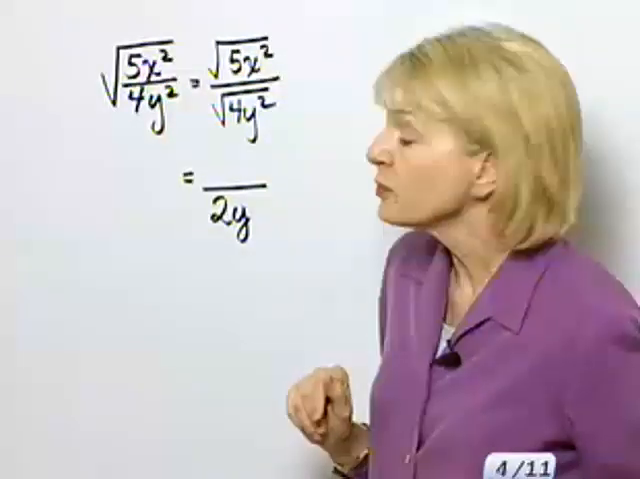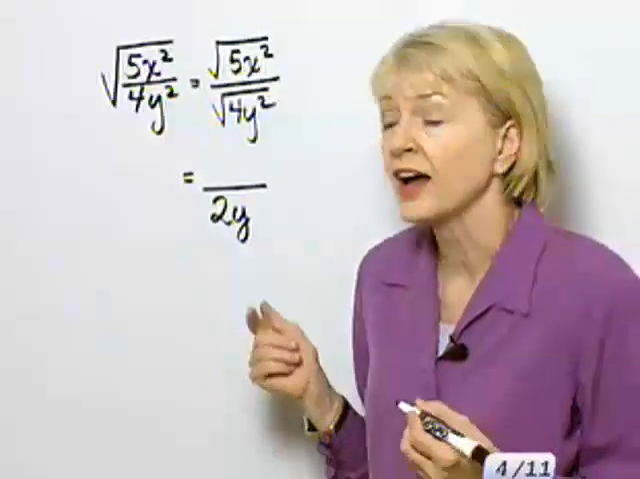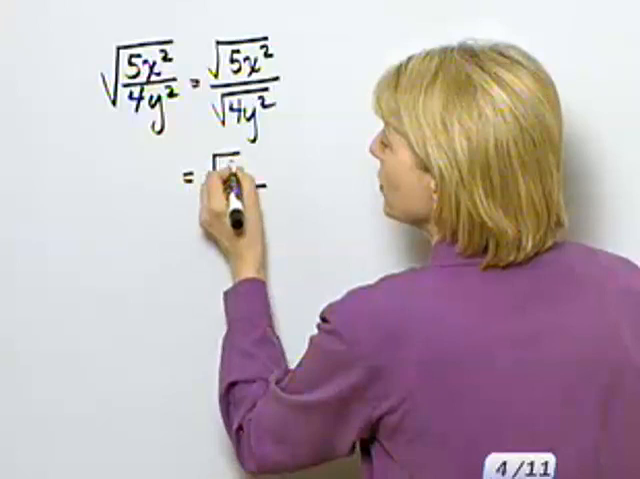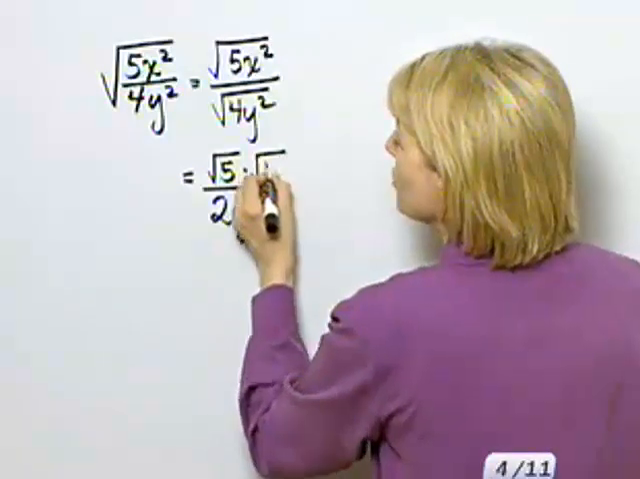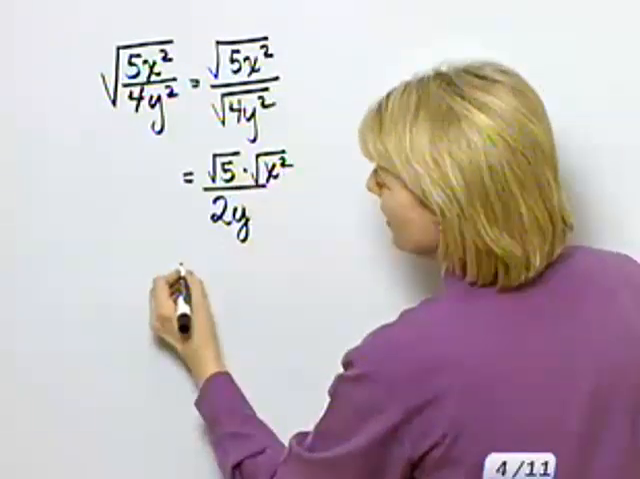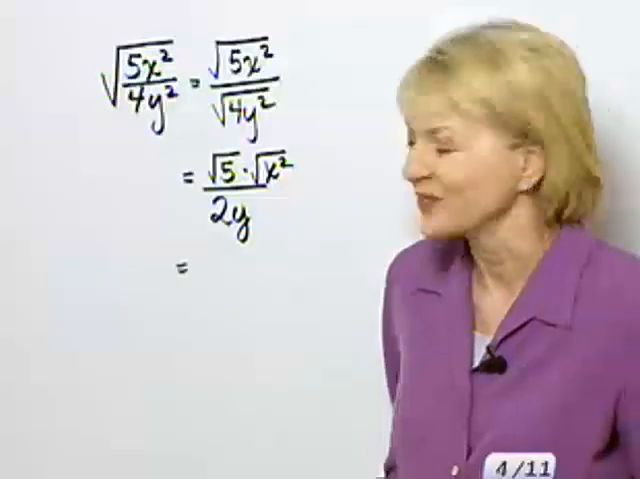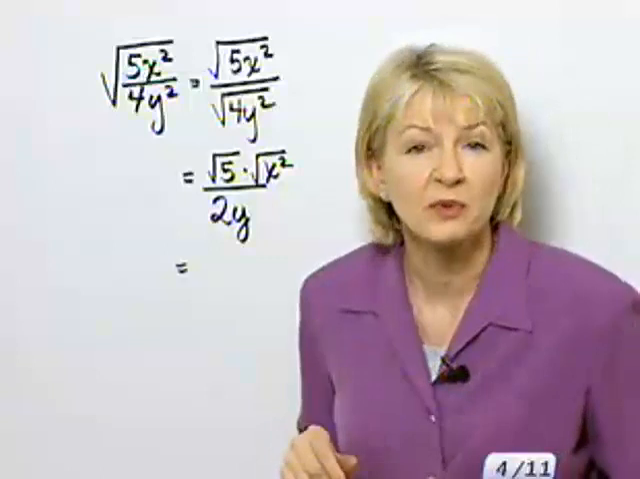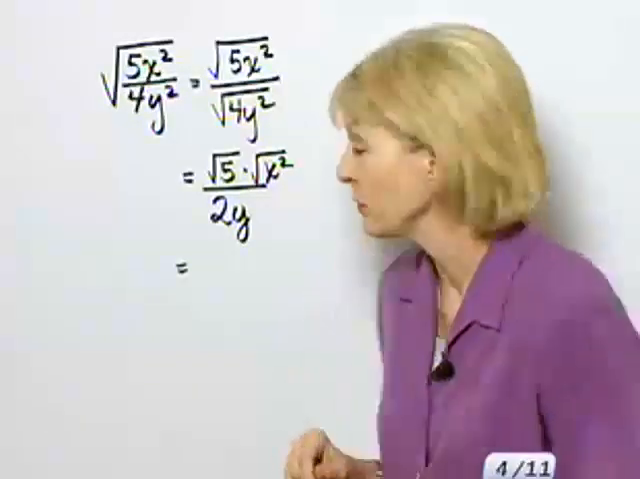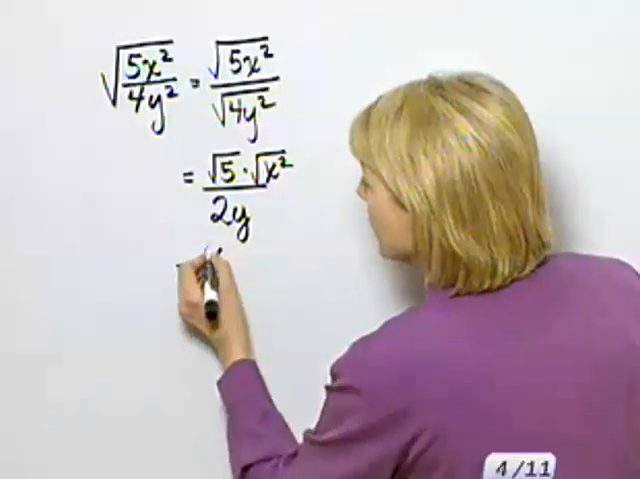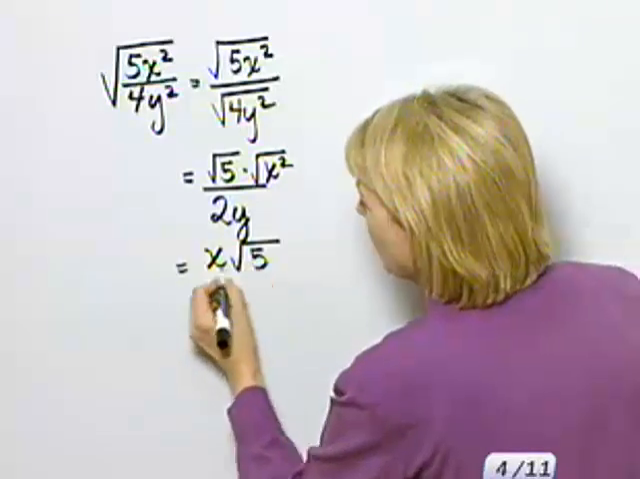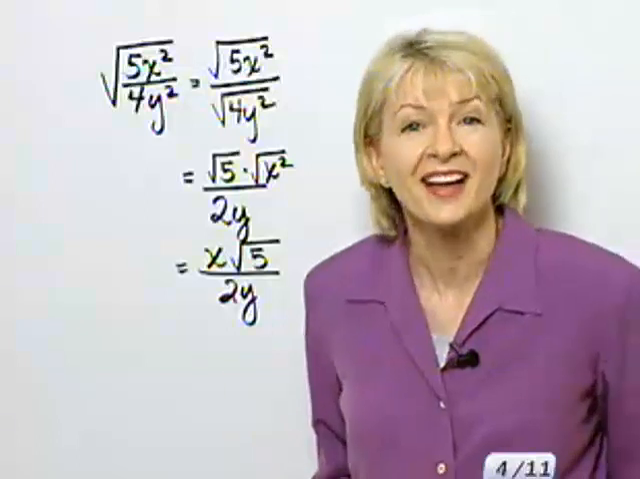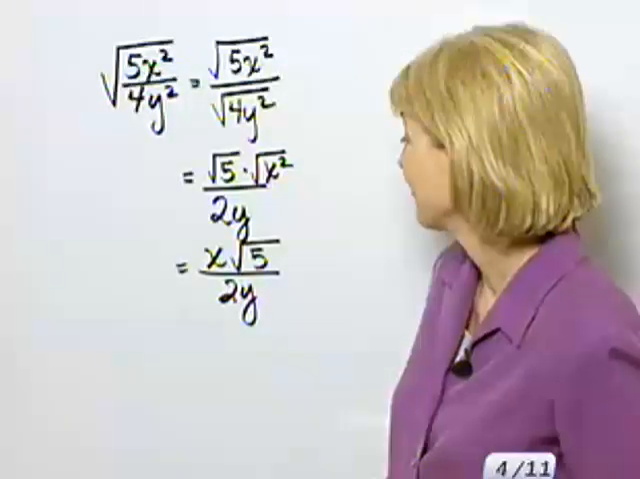Now, in the numerator, I have the square root of 5x squared, which I can look at separately as the square root of 5 times the square root of x squared, actually using the product rule. The square root of 5 cannot be simplified, but the square root of x squared can. The square root of x squared is x. And then I have square root of 5 over 2y. I've simplified as much as I can.